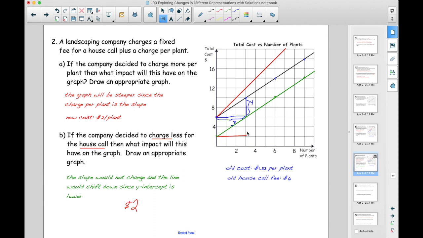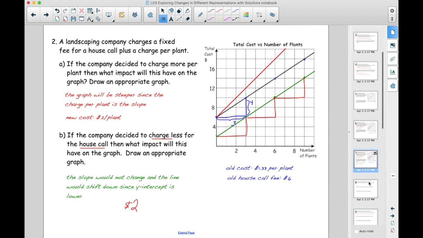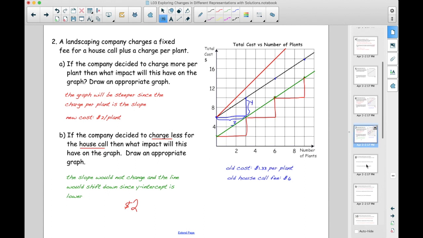Notice over 3 blocks and up 2. So over 3 plants and up $4. Again, over 3 plants and up $4. So I haven't changed the cost of a plant. I've simply changed where the line is starting. The whole thing has shifted down. All right, so hopefully that's making some sense to you.